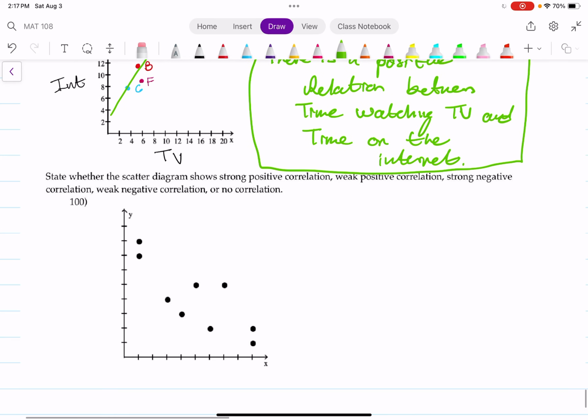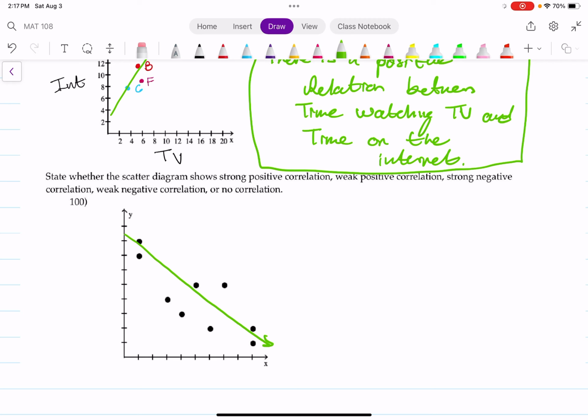Number 100. State whether the scatter diagram shows a strong positive correlation, a weak positive correlation, a strong negative correlation, a weak negative correlation, or no correlation. So I'm going to once again draw the trend line, or the line of best fit, as we call it in statistics. And if you notice, this data set is decreasing. As X gets larger, Y gets smaller, or vice versa. As Y gets larger, the X values are smaller.